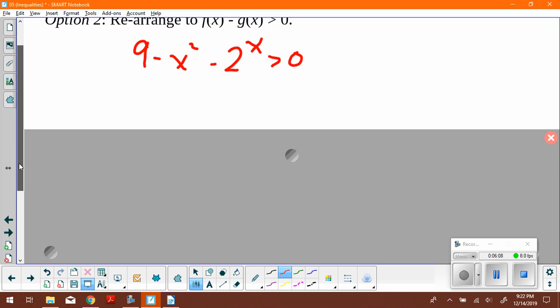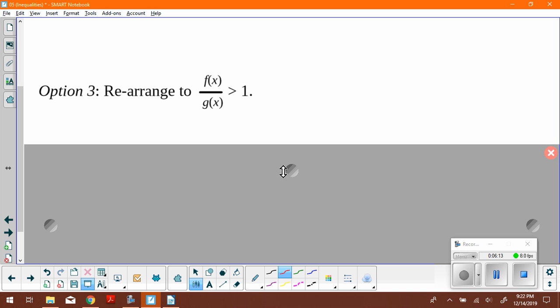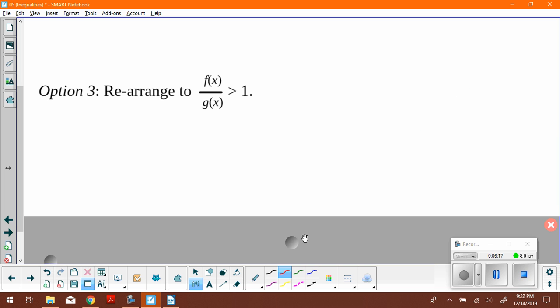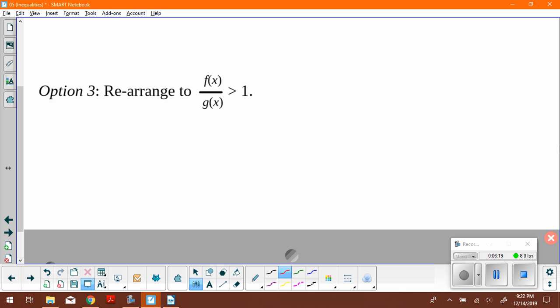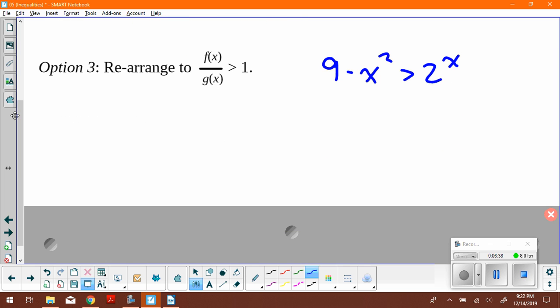Okay, our third option is we could rearrange this to a quotient and see when it's greater than 1. Again, the idea is my function: I had 9 minus x squared is greater than 2 to the x. In the previous option, we moved 2 to the x around by subtracting it from both sides. In this option, I'm choosing to divide both sides by 2 to the x.